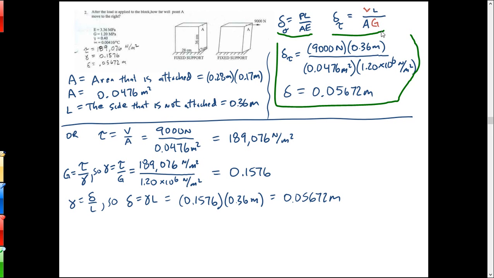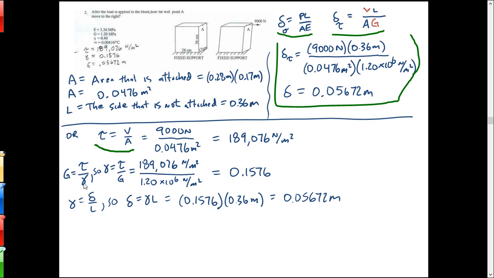Okay, because this is shear, it's not normal stress, so you're not going to use the modulus of elasticity, you're going to use the shear modulus. So instead of E, use G. Okay, and then just plug everything in, P, L, A and G, and you get 0.05672 meters.